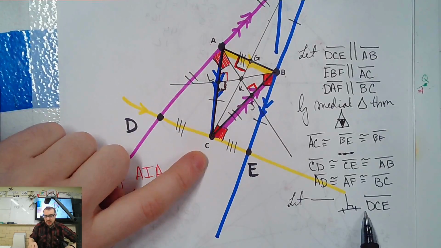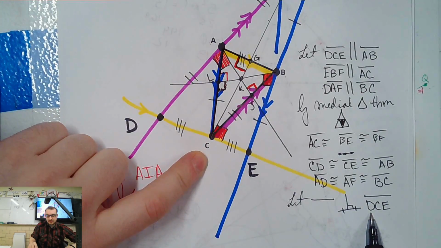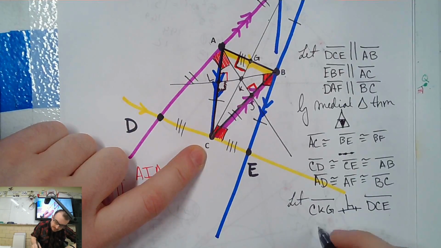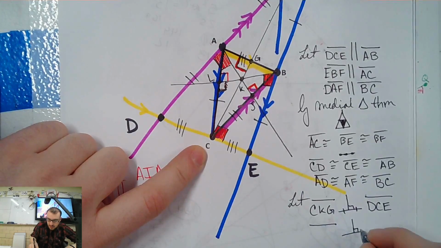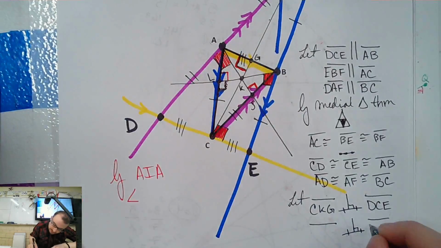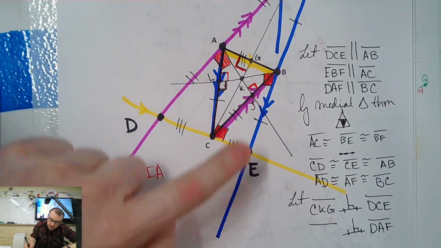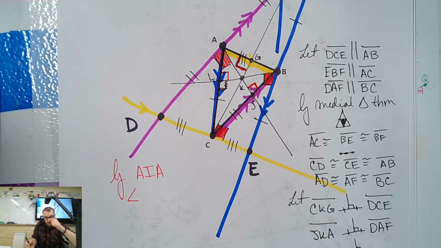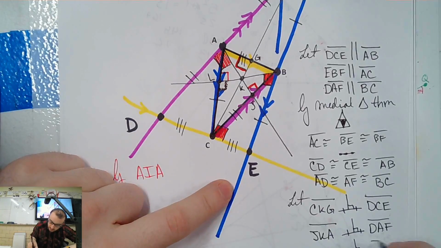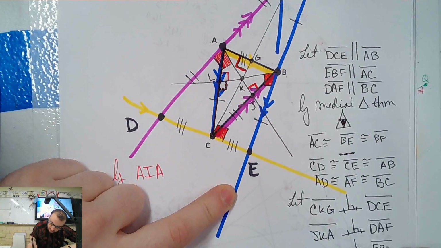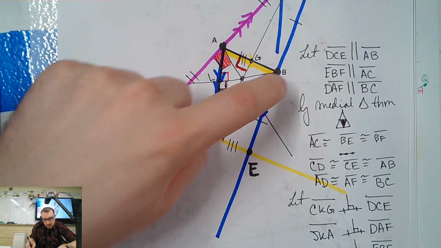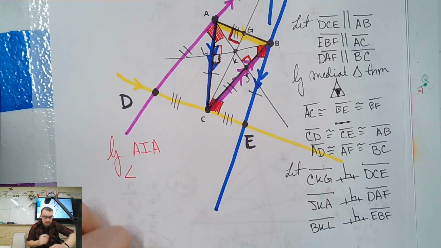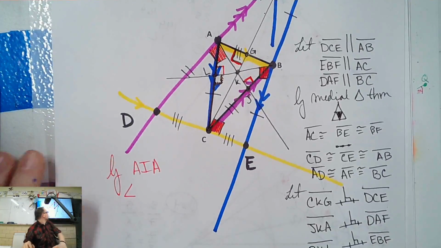Okay, so what line is the perpendicular bisector to DCE? CKG, thank you. What line is the perpendicular bisector to DAF? JKA, thank you. All right, and then what is the perpendicular bisector to EBF? LKB. I'm kidding. All right, and then I match up my angles.